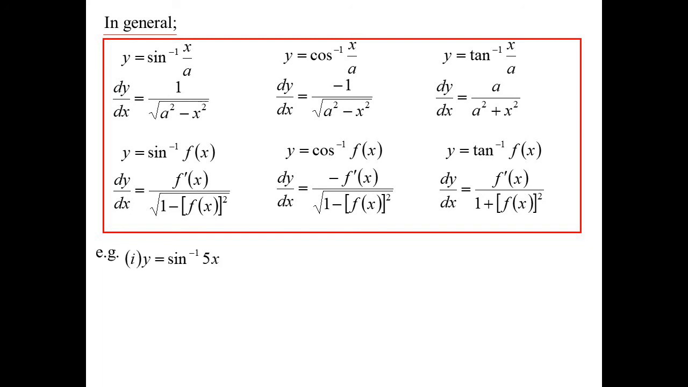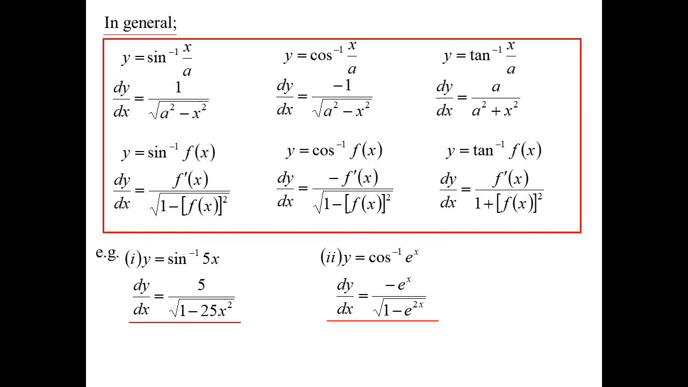Let's do some examples. So inverse sine of 5x. If I use the second one, the derivative is 5 on the square root of 1 minus the function squared, the square root of 1 minus 25x squared. Inverse cos of e^x: minus the derivative, minus e^x, over the square root of 1 minus the function squared, so it'll be e^(2x).